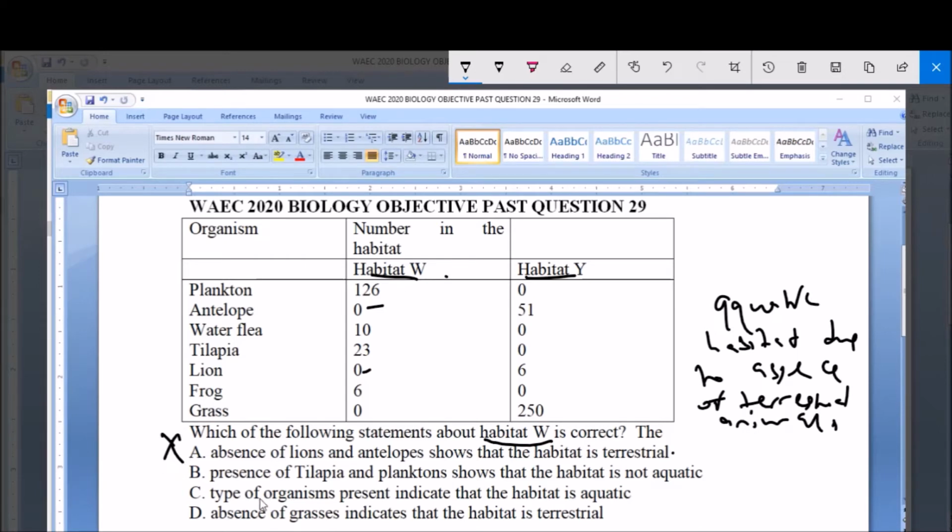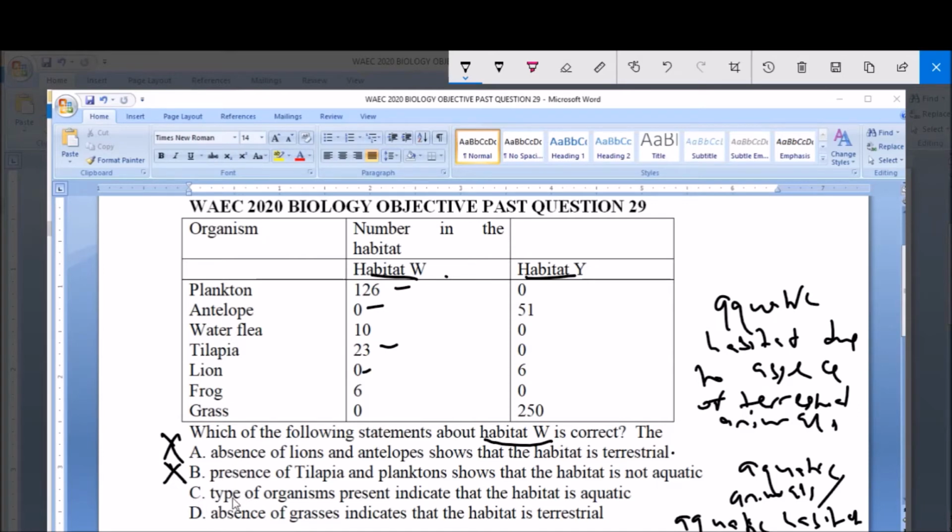Now, option B, presence of tilapia and planktons shows that the habitat is not aquatic. Similarly, planktons and tilapia are aquatic animals, and if you have aquatic animals in a habitat, it means that the habitat is an aquatic habitat. So this statement, presence of tilapia and plankton shows that the habitat is not aquatic, is not the answer to this question, as it is not correct.